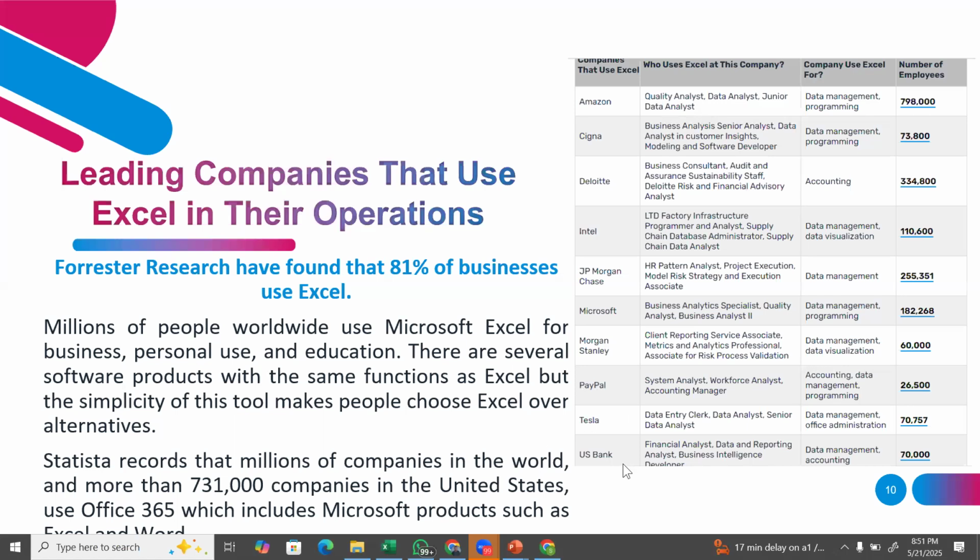Another is Morgan Stanley, PayPal, Tesla, and United States Bank. And almost all the banks in Nigeria are working with Excel because I've been to almost all of them to help them do one or two things. I've been there, but we are not talking about that today. This is not about me.